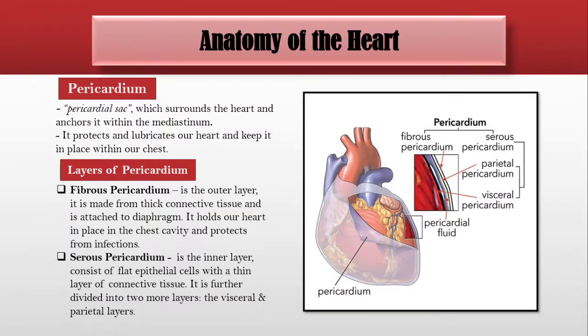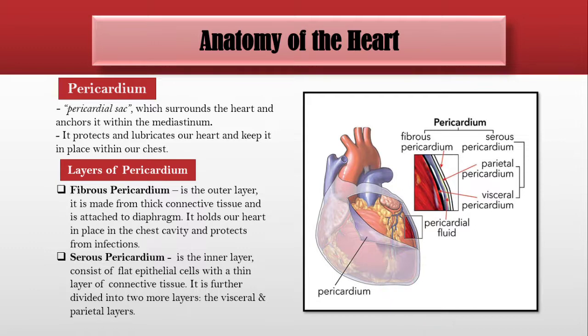Let's proceed now to the third subtopic of the heart, which is the anatomy of the heart. We have this term pericardium, or the pericardial sac, which surrounds the heart and anchors it within the mediastinum. Pericardium protects and lubricates our heart and keeps it in place within our chest.